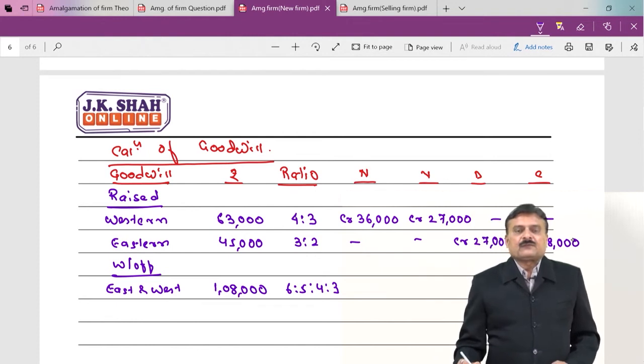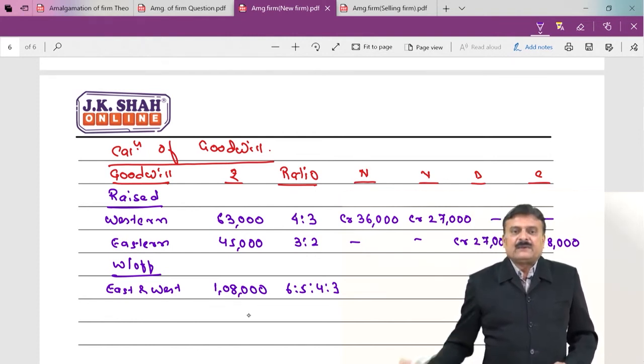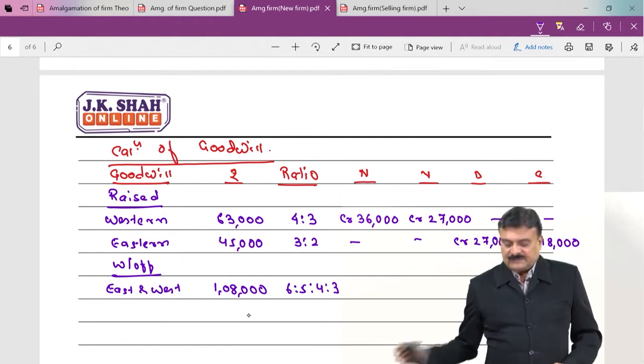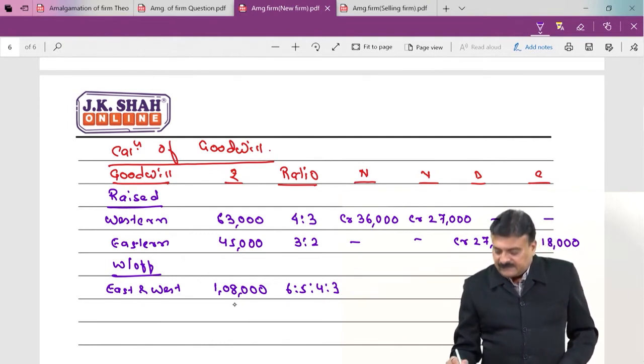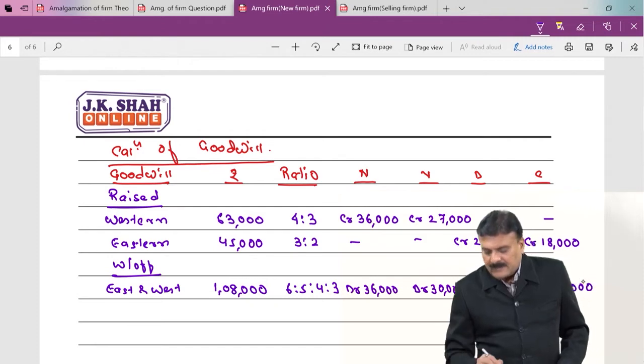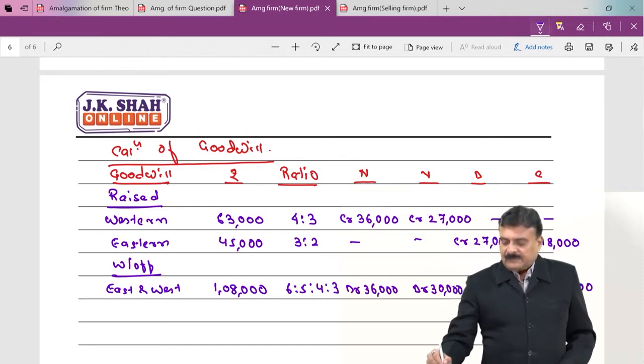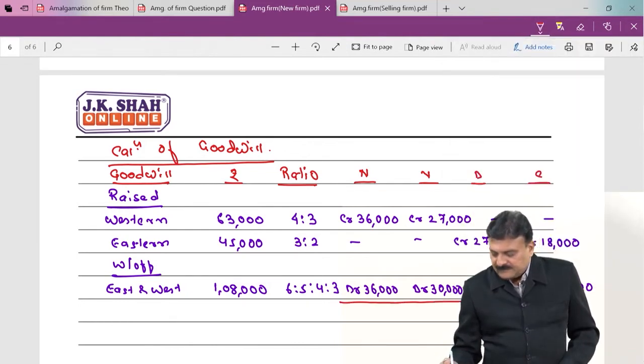And now 6:5:4:3 debiting by 1,08,000 rupees. So 18 6s are 108, 6 6s are 36,000. So debit 36,000, 6 5s are 30, debit 30,000, 6 4s are 24, so debit 24,000, and 6 3s are 18, so debit 18,000. This is a combined entry. Now we try to merge them to get the final answer.